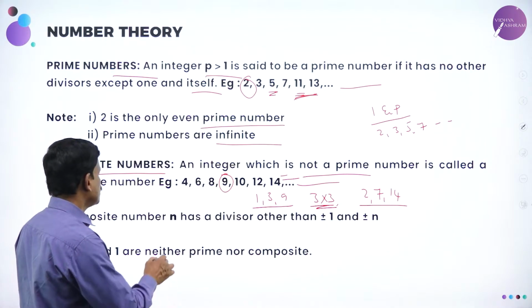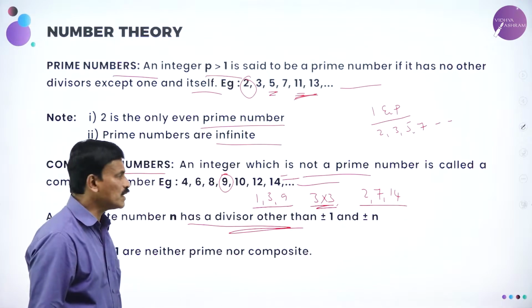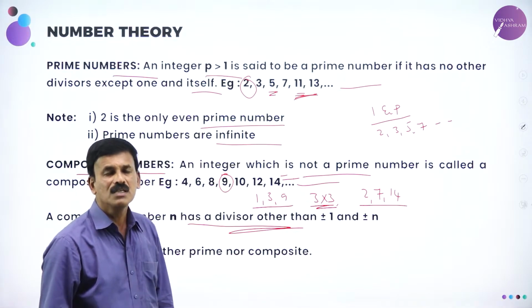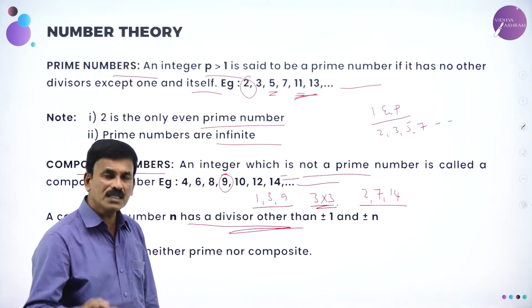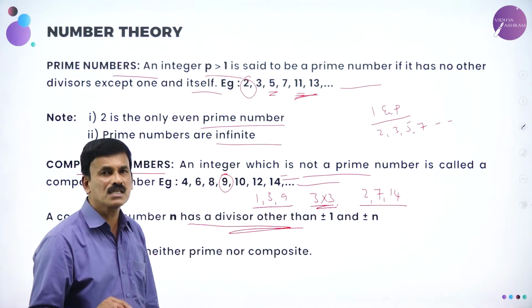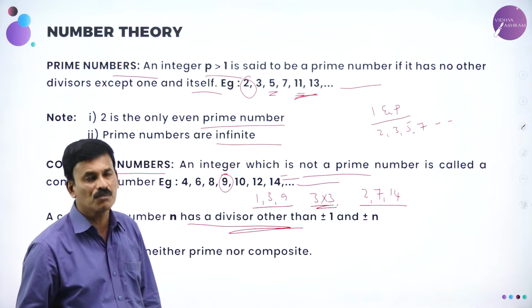A composite number n has divisors other than plus or minus 1 and plus or minus n. That means it can be expressed as the factors of other numbers also.